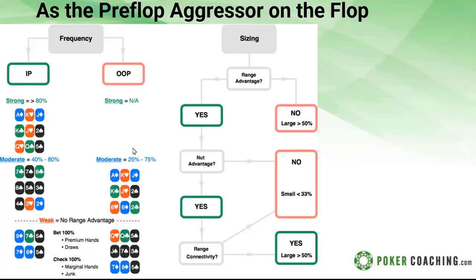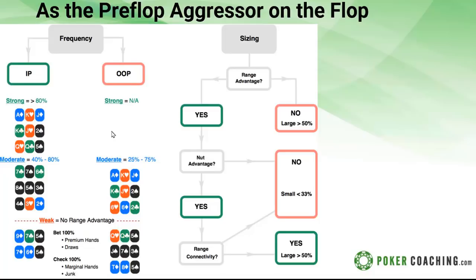If you know you're going to raise under the gun and the button's going to call you with all sorts of garbage, like 9-5 suited, well, then there are going to be boards where you have a strong range advantage. But normally if you raise and then someone in position calls you from the button, cutoff, hijack, low jack, whatever, they're going to have something pretty decent, which means you're essentially never going to have a big range advantage, which means you're basically never going to be betting 100% of the time when you are out of position.